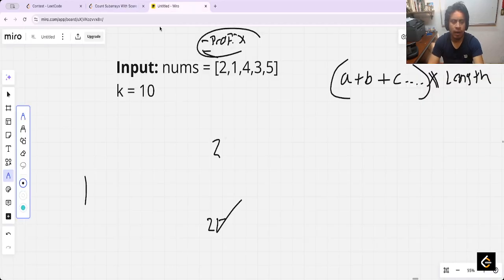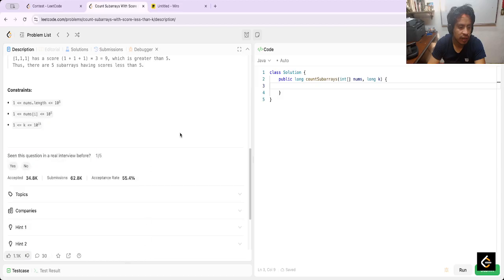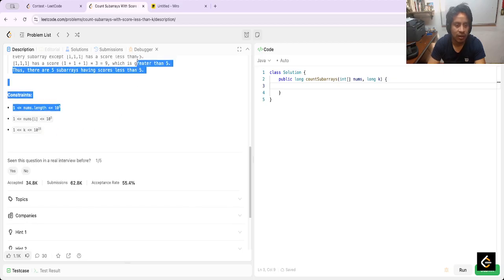Let me check the constraints. Sorry, I forgot. The length is at least 1 and the maximum is 100,000. All the numbers are positive, starting at 1, and k is positive, starting at 1 as well.